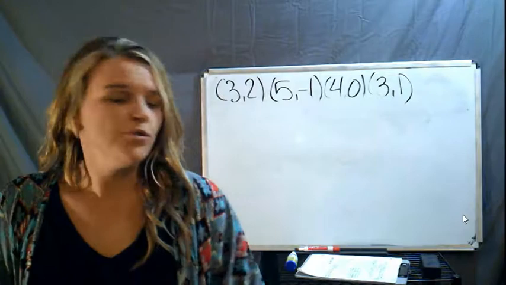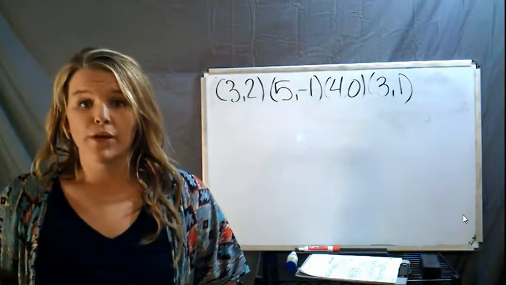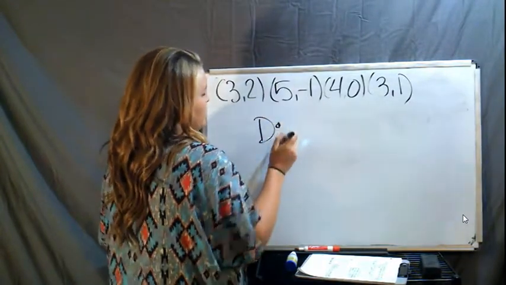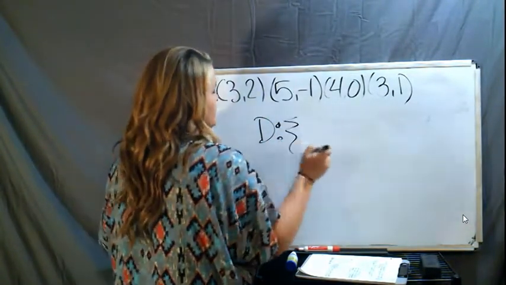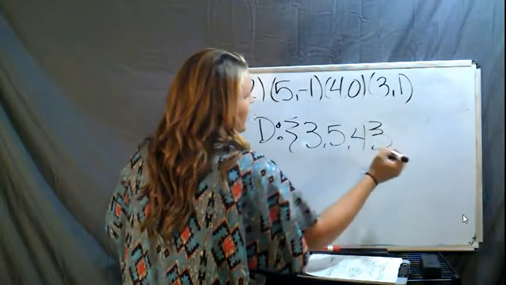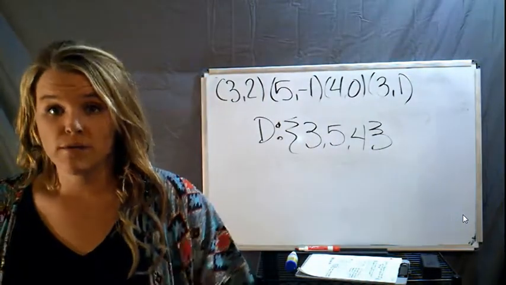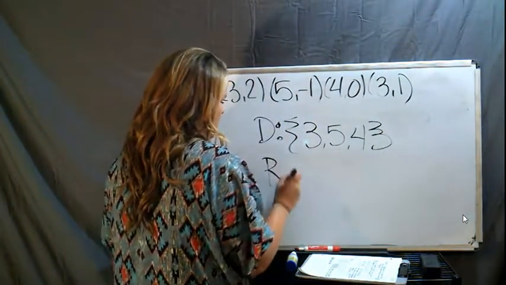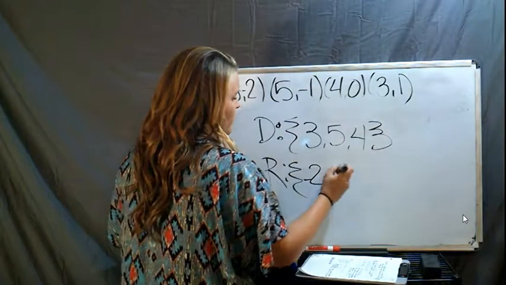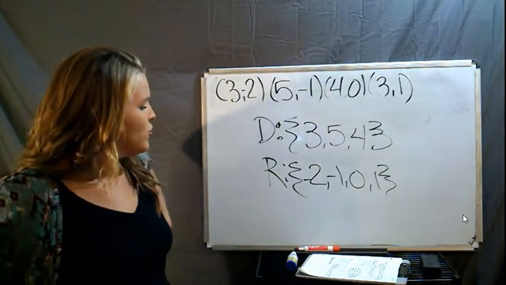Okay, so we need to give the domain and range of the relation and tell whether the relation is a function or not. So the first thing I want to do is write down my domain and range. My domain, you can put a D with a semicolon, set 3, 5, and 4. And now we do not need to write 3 twice. Even though there's 2 3's, we only need to write it once, okay? And my range is -2, -1, 0, and 1. Okay, so is this a function or not?